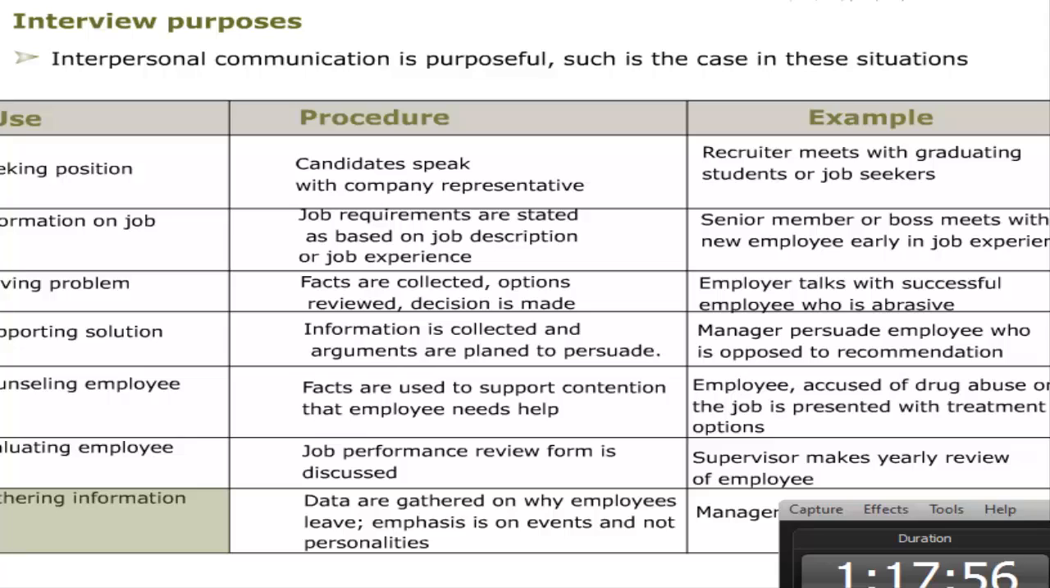Gathering information. Data are gathered on why employees leave. Emphasis is on events and not personalities. A manager conducts an exit interview.